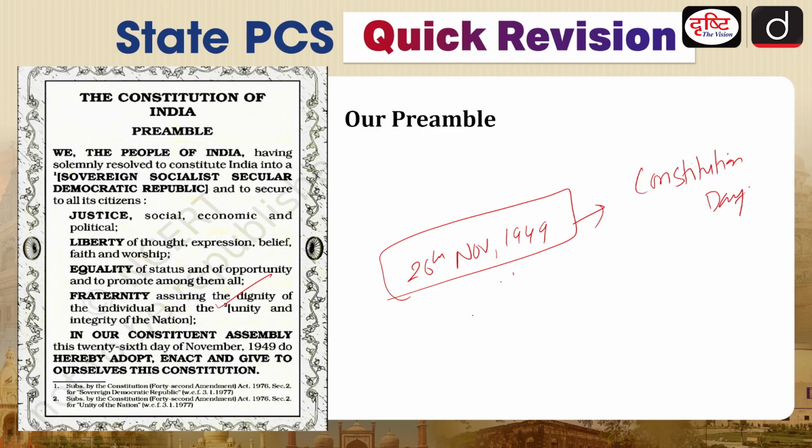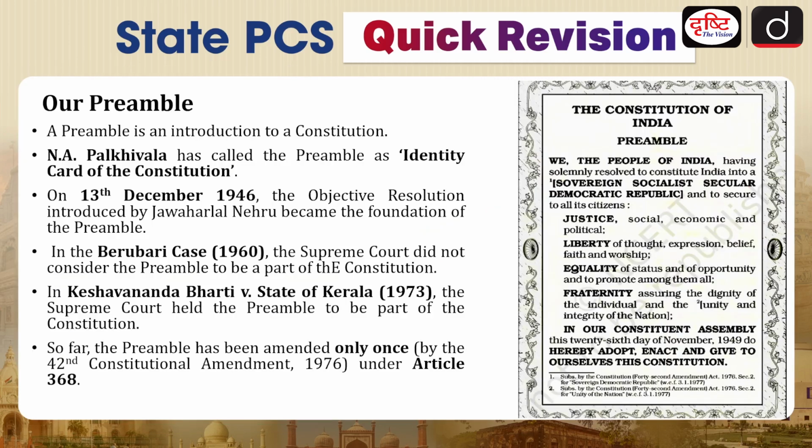Now moving further, we'll be seeing some facts about the preamble which are given over here. A preamble is an introduction to a constitution. This particular document was added in the end when the drafting of the constitution was done. In the end we have added this document, yet it is giving the introduction of our constitution. N.A. Palkhivala has called the preamble the identity card of the constitution, because all the basic things, or the philosophy of the constitution, have been discussed in the preamble.